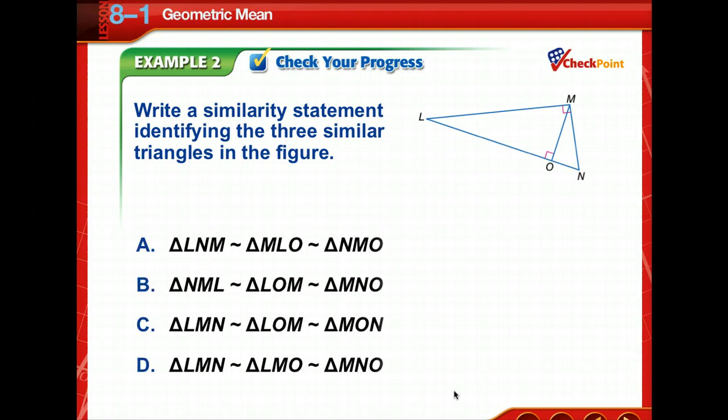Okay, time for you to check your progress. So pause for a moment and then come back and check your answer. Okay, did you get C? So once you separated into two triangles and then reoriented them so all the right angles are in the same position, you should have gotten triangle LMN is similar to triangle LOM, which is similar to triangle MON.